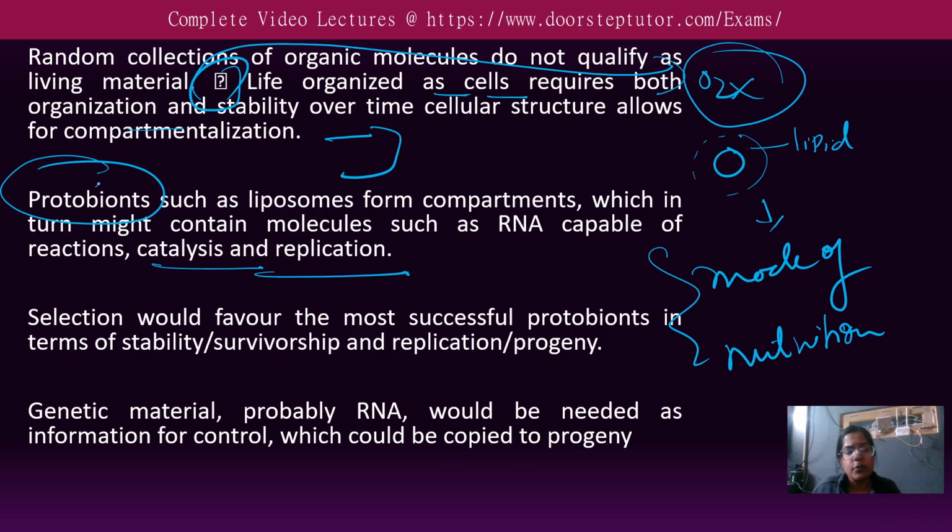So the protobionts, you can say, were in the form of liposomes. Lipo means forming a lipid-like layer, okay, which in turn might contain the molecule that is RNA. That is something you are going to learn in a further process. Selection would favor the most successful protobionts based upon their replication. So the same thing is there, stability, how much the stability.